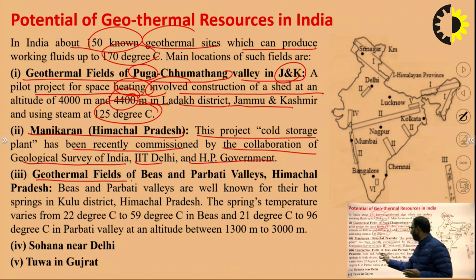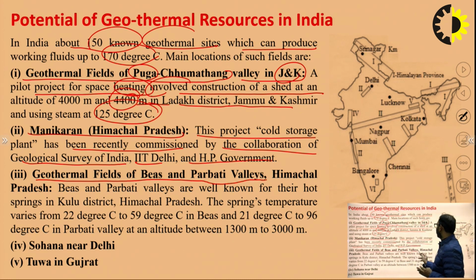Then the geothermal fields of Byas and Parvati valleys, Himachal Pradesh. The Byas and Parvati valleys are well known for their hot springs in Kullu district, Himachal Pradesh. The spring's temperature varies from 22 degrees Celsius to 59 degrees Celsius in Byas and 21 degrees Celsius to 96 degrees Celsius in Parvati Valley, at an altitude between 300 meter and 3,000 meter.